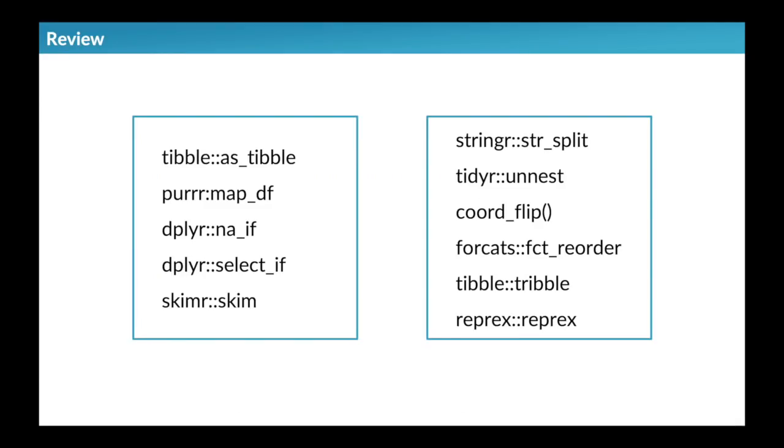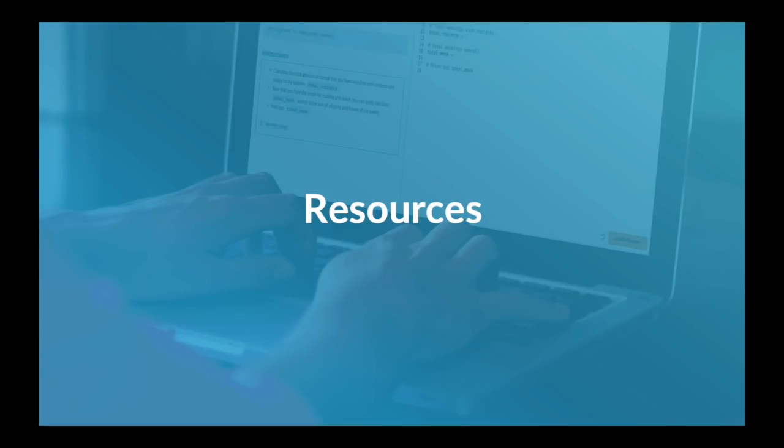So just as a review, here are some of the functions that we went over. We talked about map_df, na_if, select_if, skim, unnest, and there's a really nice host of different functions that you can use, maybe from packages you've never heard of. In some cases, dplyr is where you get select_if, and a lot of people who use dplyr may not know that one.